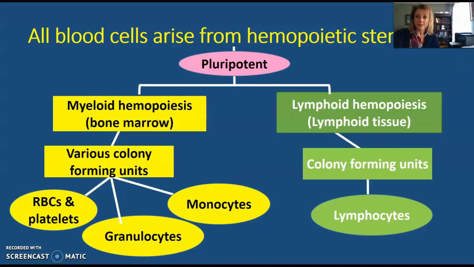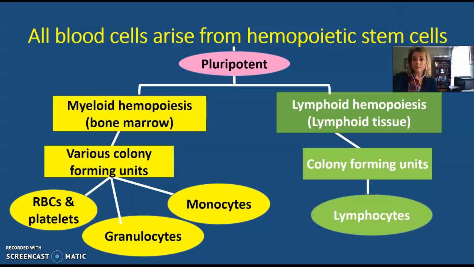We say that the stem cells are pluripotent, which means that they can develop multiple types of blood cells. Myeloid hemopoiesis is happening in the bone marrow, and we're going to get various types of cells that are coming from the bone marrow: red blood cells and platelets, granulocytes, and monocytes. So another thing to just keep in mind is that granulocytes and monocytes are different from red blood cells. So these are some of the white blood cells.